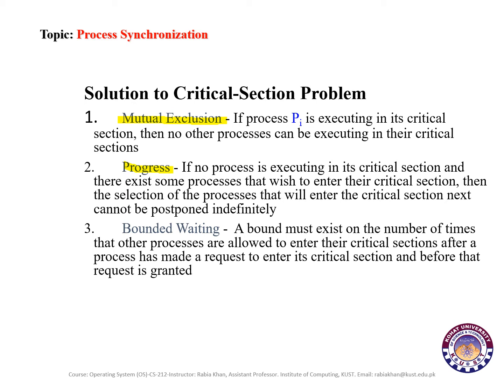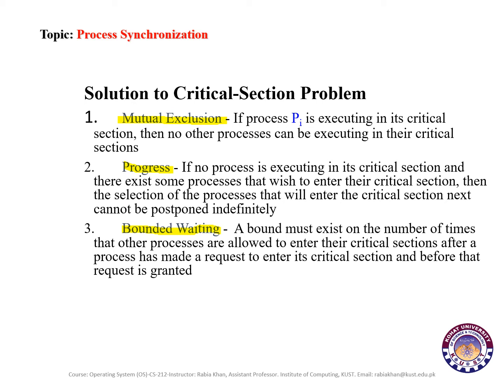The third requirement is bounded waiting. This actually means to treat all the processes equally. All processes should be given access to the critical section an equal number of times. If, for example, process A gains access to the critical section 3 times, then process B should also be granted access to the critical section 3 times. Otherwise, process B will face starvation.